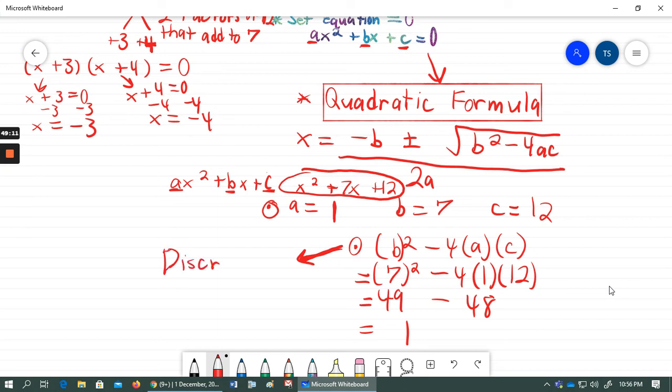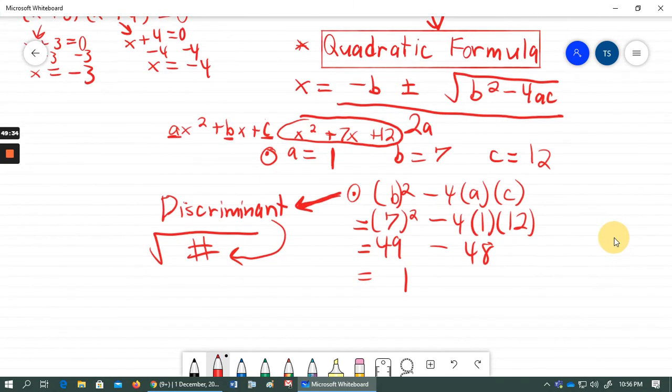I don't have a whole lot of time to do a lot of explaining. We've done a lesson on this already, but I'm just trying to remind you how to do it. I have to hurry up. This is the discriminant, the number up under the square root. We have found that number under the square root to be 1.